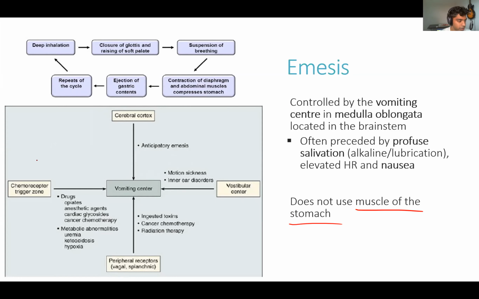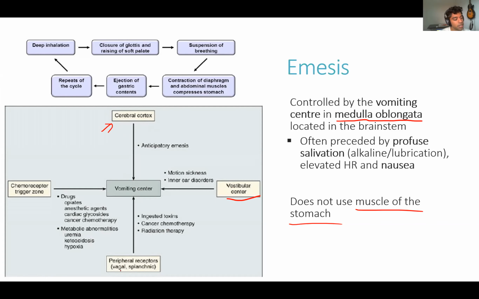So there's four main things that can trigger the vomiting center, which is in the medulla oblongata. The vomiting center controls vomiting, controls all these things involved in vomiting. So you might get anticipatory emesis. That's coming from the cerebral cortex. You might look at something really disgusting and you want to vomit, and that will trigger the vomiting center. Vestibular center controls balance. So when you're very dizzy, you might get vertigo. That'll trigger vomiting, so motion sickness, that kind of thing.